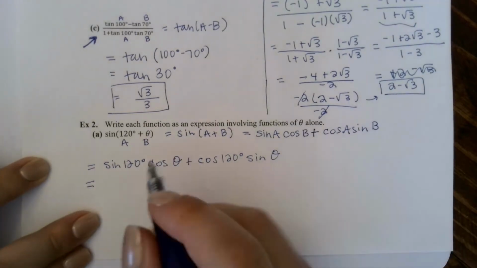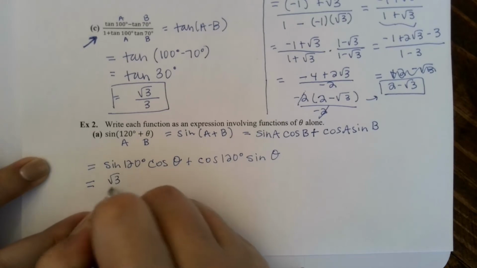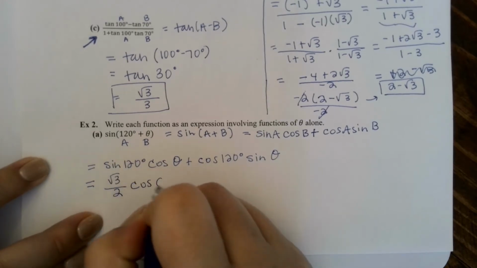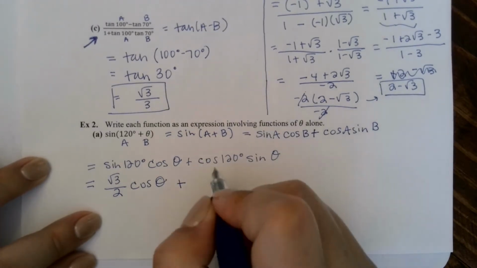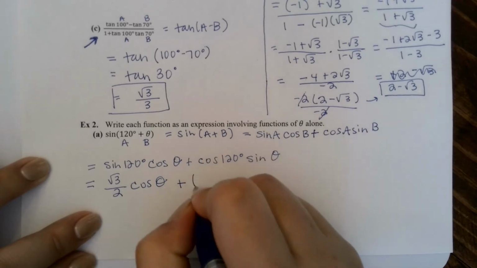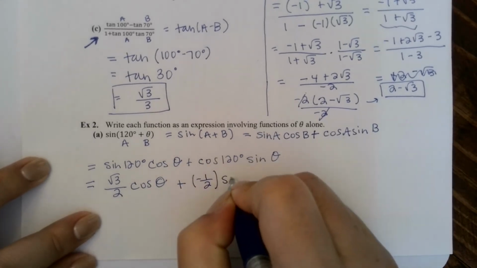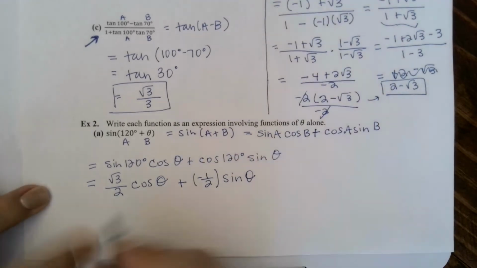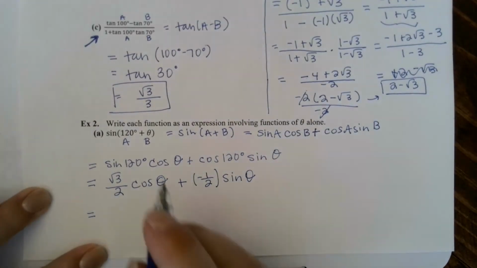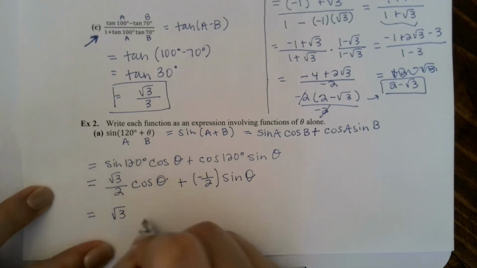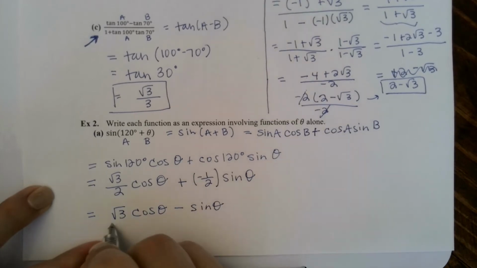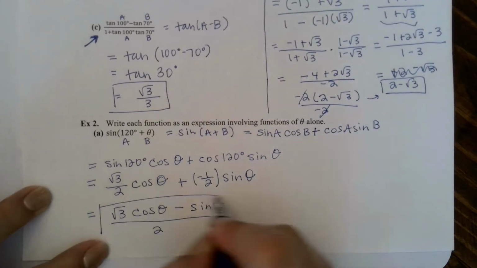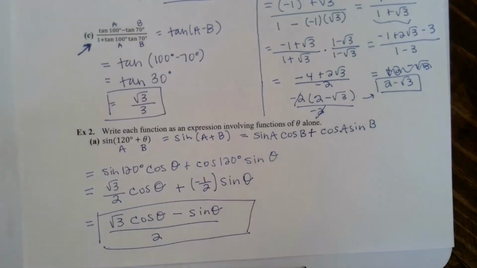Okay, well, we know sine of 120 degrees is square root of 3 over 2. Okay, and we don't know what cosine theta is. So we're just going to bring that down. Plus, cosine of 120 degrees is going to give me negative 1 over 2 times sine theta. Okay, so then if I just add these together, I have square root of 3 times cosine theta minus sine theta all over 2. Okay, and then that would be our answer for example 2.